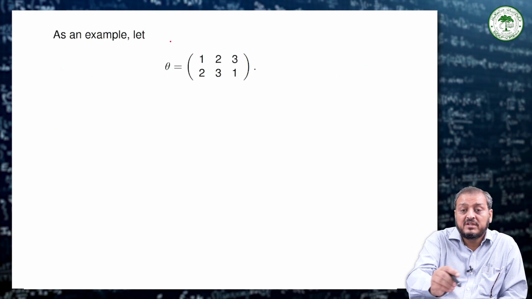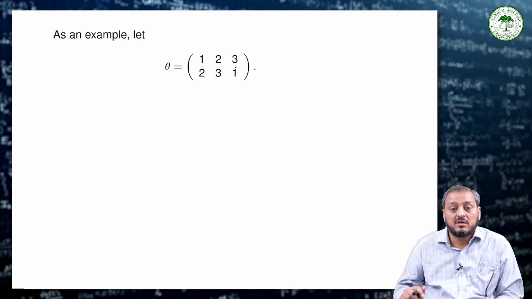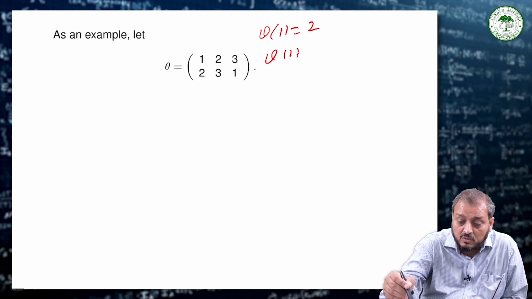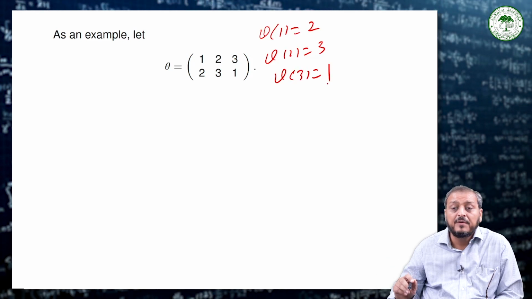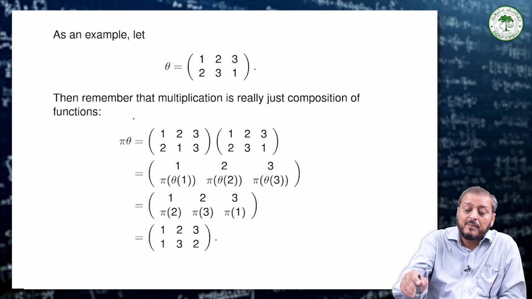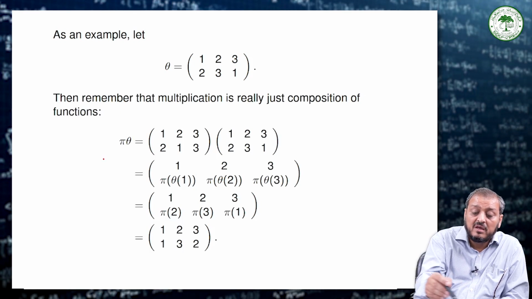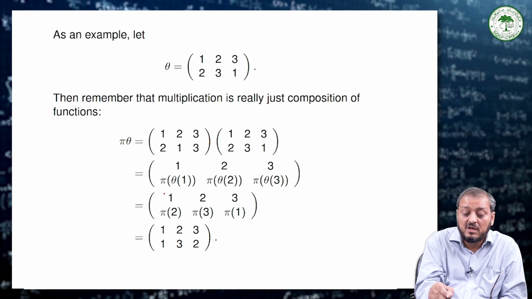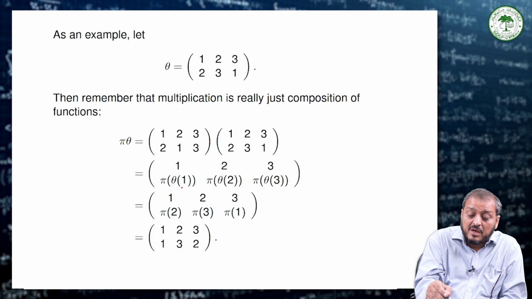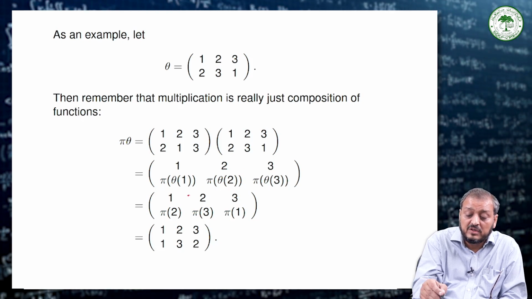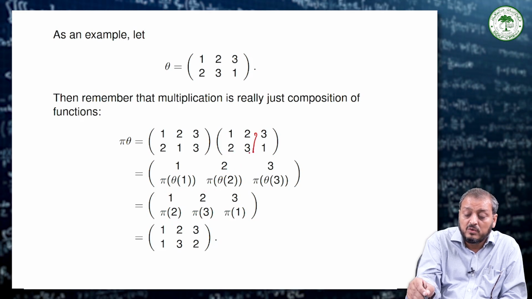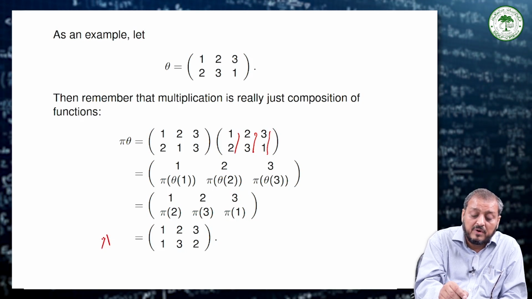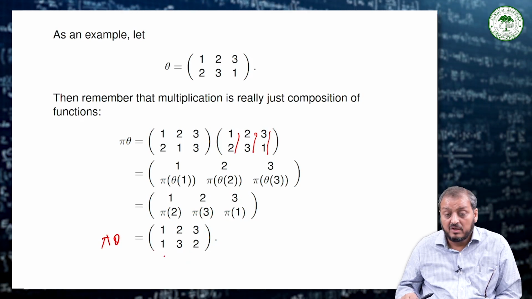So, for example, let theta be the map with theta 1 equal to 2, theta 2 equal to 3, and theta 3 equal to 1. Remember that the multiplication is purely composition. So we take the composition of these two: pi times theta of 1, pi of theta 2, and pi of theta 3. Pi of theta 1 is 2, pi of theta 2 is 3, and pi of theta 3 is 1, so the composition of pi and theta is 1 3 2 in this form.